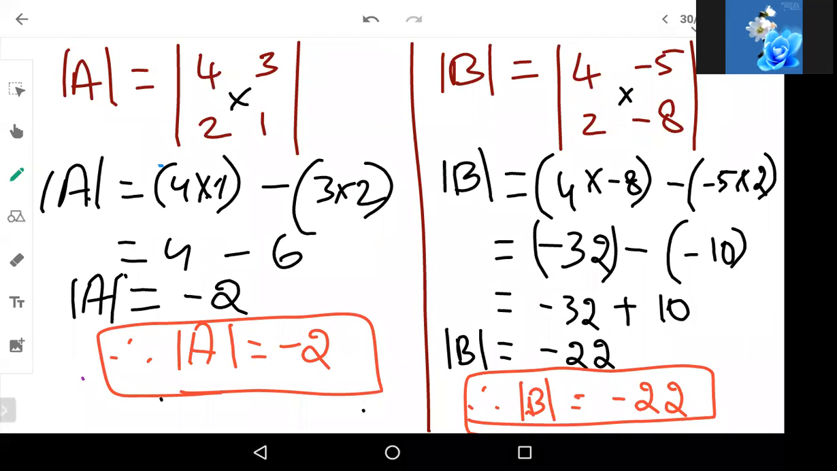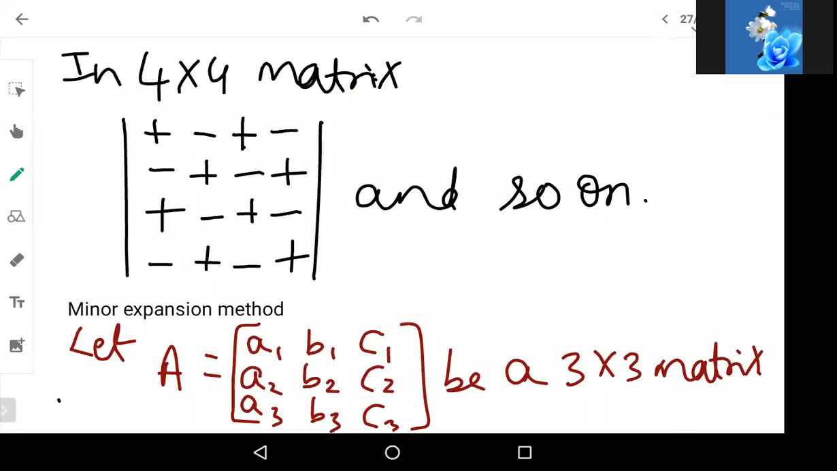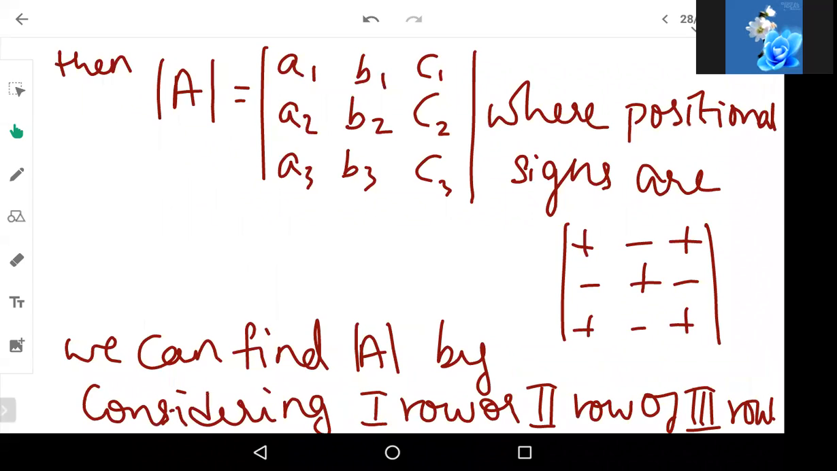Now let us understand the 3 into 3 matrix. How do we solve it? Using the minor expansion method. If this is a 3 into 3 matrix, the first row is A1, B1, C1, the second row is A2, B2, C2, and the third row is A3, B3, and C3. In this matrix, first we have to analyze the sign position. For a 3 into 3 matrix, the sign position is plus, minus, plus. The first row, I told you, will start with plus. The second row will start with minus. Again, the third row will start with plus.